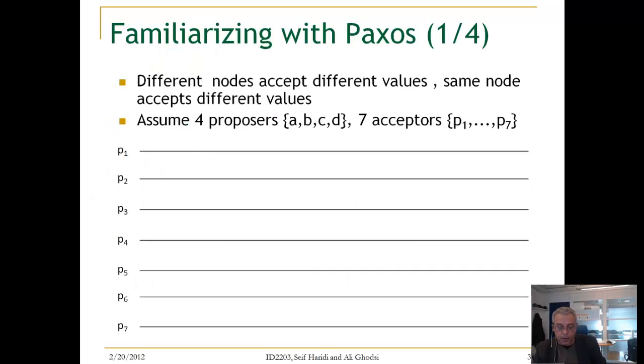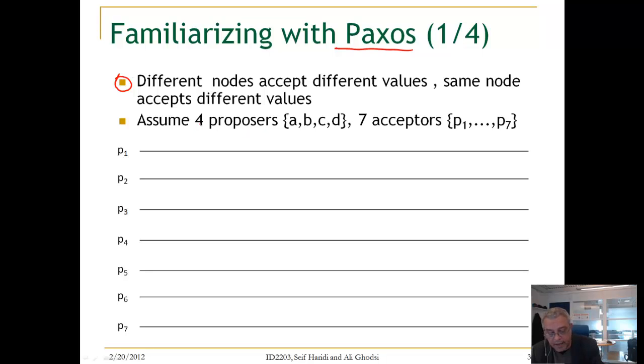Now let us look at another example to get familiar with Paxos, and just to point out that if we look at the set of acceptors, it is possible for different acceptors to accept different values. It will not be the chosen value, but it will accept different values. And it's also possible for a node to accept different values. So different nodes accept different values, and the same node accepts different values. So let us see an example of this.